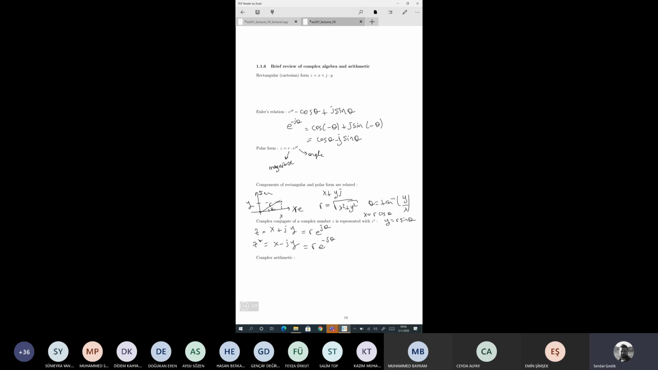What about complex arithmetic? If I have two complex numbers, let's say z1 equal to r1 e to the power j theta 1, which is equal to x1 plus jy1, and z2 equal to r2 e to the power j theta 2, which is equal to x2 plus jy2. Once I define those, then z1 plus z2 is simply x1 plus x2 plus j times y1 plus y2. So that's simple.